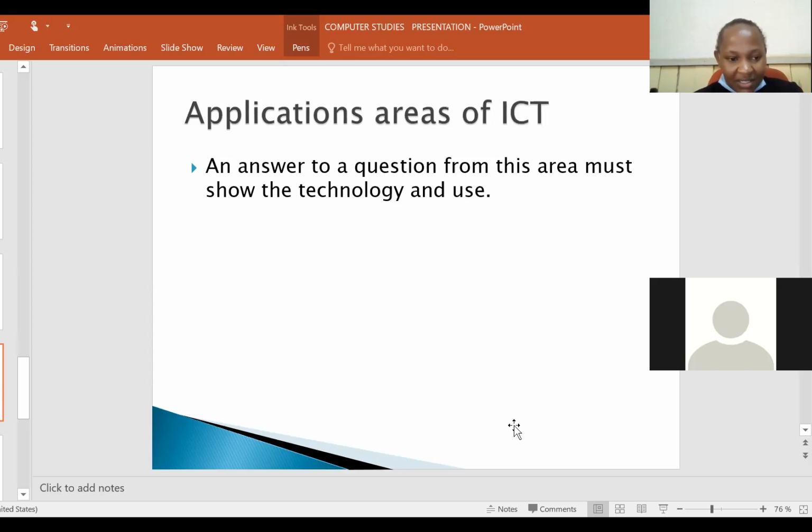Another question is on application areas of ICT.